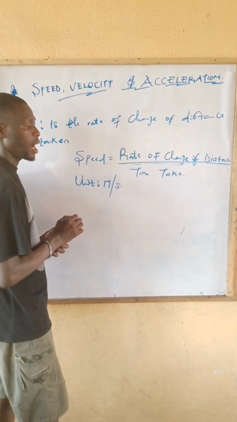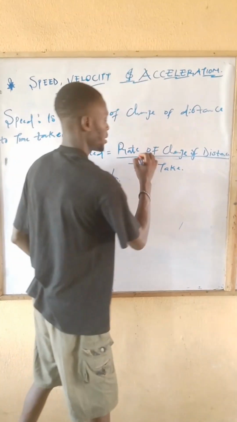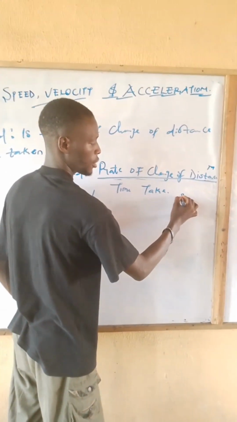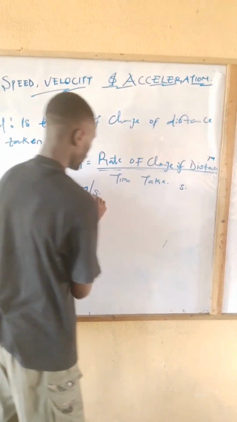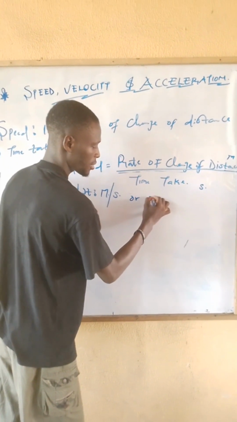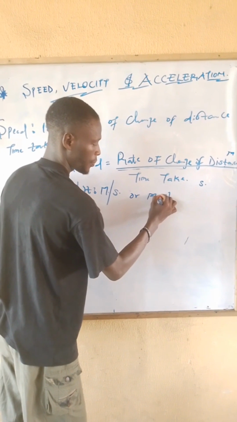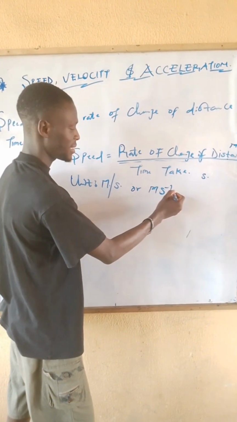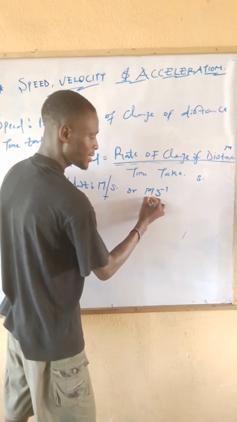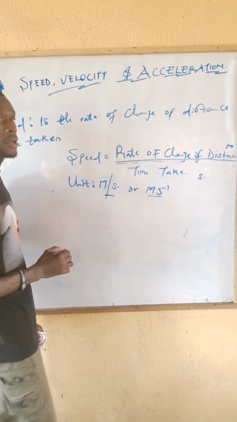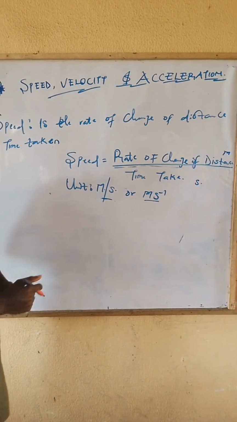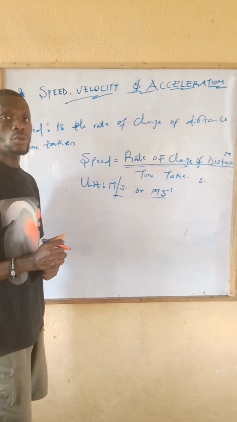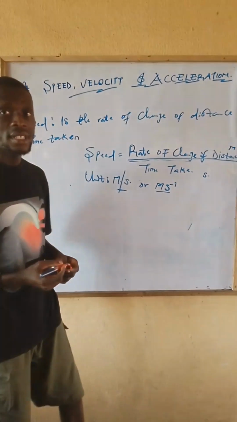Which means, how do we get this to be meters per second? Rate of change of distance is meters to seconds. So this division sign gives us this side, or it's also written as meter seconds to the power minus 1. It's the same thing. You either write it this way or you write it this way. And another thing to note about speed is that speed is a scalar quantity.